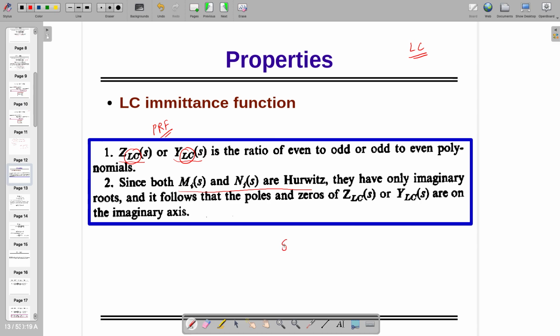So if they are Hurwitz, they will have only imaginary roots, and there will be only simple roots on the j omega axis. So you cannot have the roots here and there. You will have poles and zeros on the j omega axis only, considering the fact that it's a purely reactive circuit. We don't consider that there is a resistive part, but in reality, at a higher level you will study the fact that there is a resistive part, and because of the resistive parasitics you will get some harmonics or some non-linearities. That you are going to study in power electronics, right?